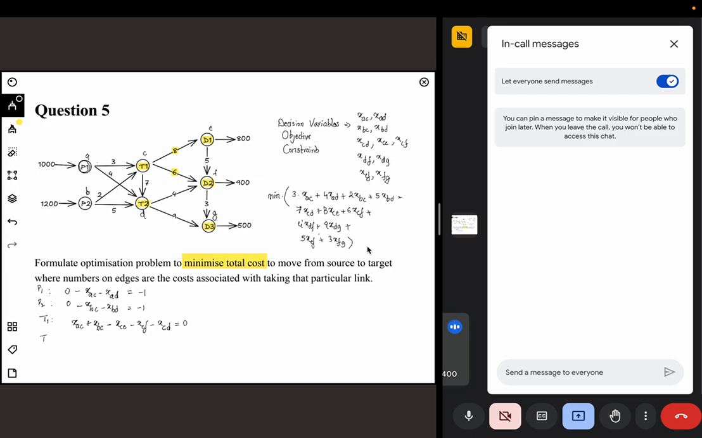So the same goes for T2 also. If you take T2, what are the incoming ones? So we have AD, CD, XCD. These are the incoming nodes, and outgoing nodes are just XDF and XDG. That will also be 0. Now these are your intermediate nodes. Now what about D1? XC is incoming. Yes. Outgoing.